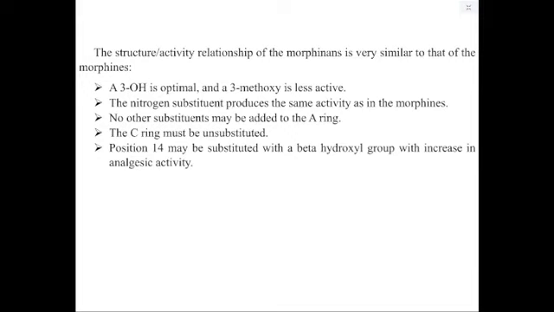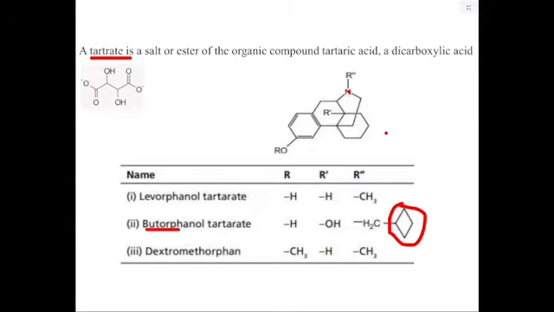Position 14 may be substituted with a beta hydroxyl group with an increase in analgesic activity, just as we had mentioned again with morphine, and that is how we got the oxymorphones and the oxycodones. Indeed, if you look at butorphanol, you can see at position R here, butorphanol is an example with the hydroxyl group. At that position, that increases its binding. Of course, it brings more of the antagonist activity, but it increases its binding affinity to the receptor.